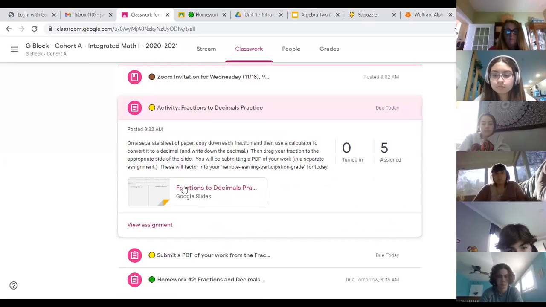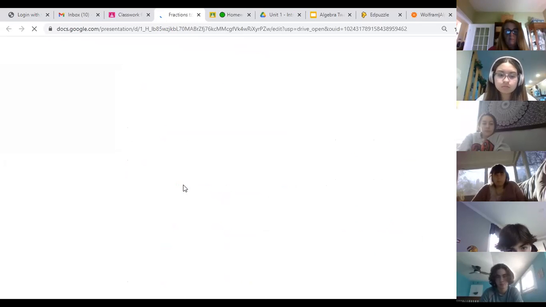What am I looking for here? I'm looking for G block. So first of all, I gave you homework yesterday. Homework number 2. Those of you at home will just have to kind of get it from the screen and either print it if you have a printer, or if not, totally fine, just do it on a separate sheet. That'll be due by the start of class tomorrow. But there's also a little activity you're going to do. The fractions to decimals practice.